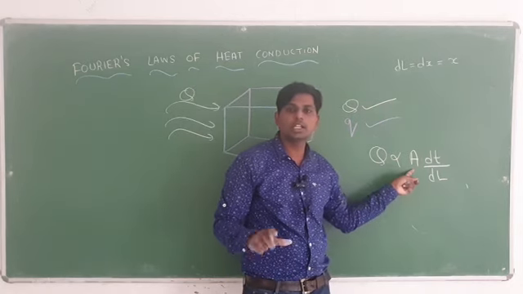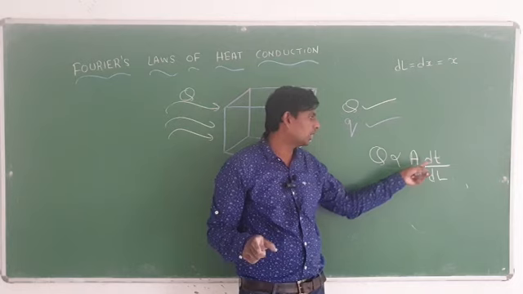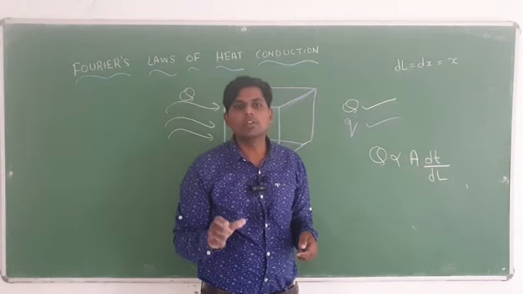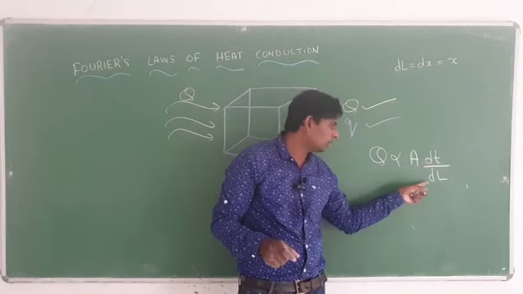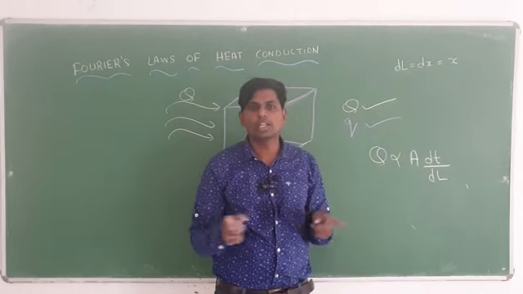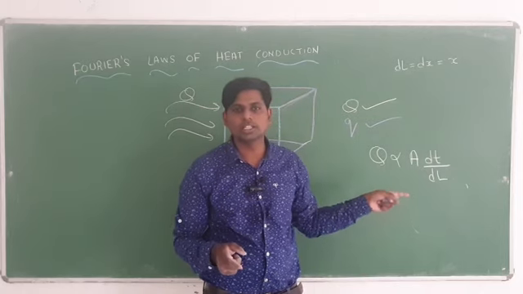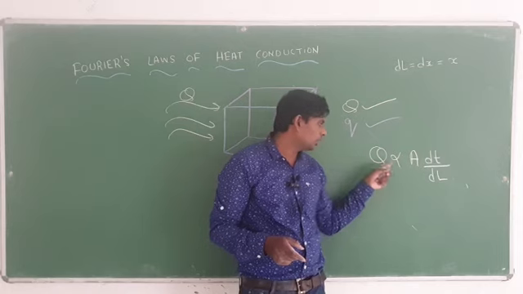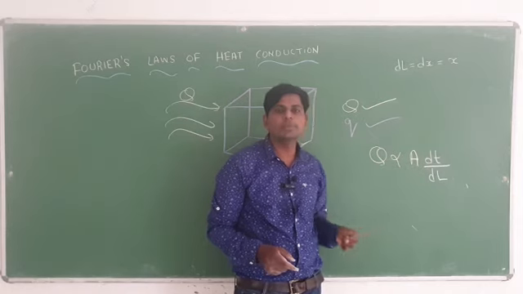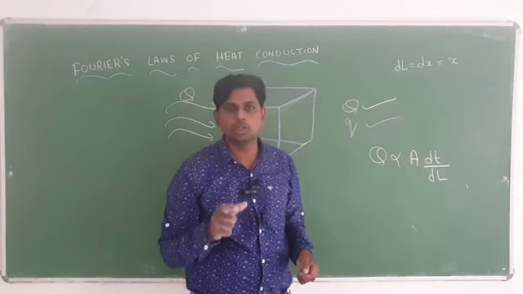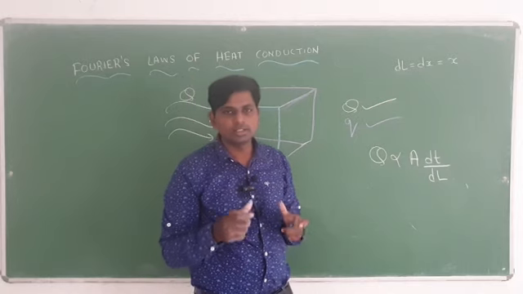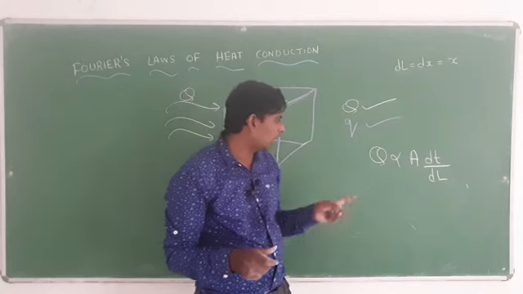The gradient means difference in the temperature, and it is inversely proportional to its path or length. So, you can say that Q is directly proportional to A dT by dx. Most of the problems you can do with the help of this formula only.